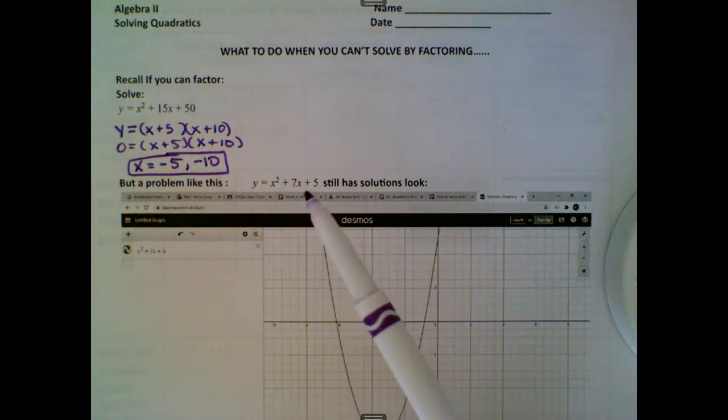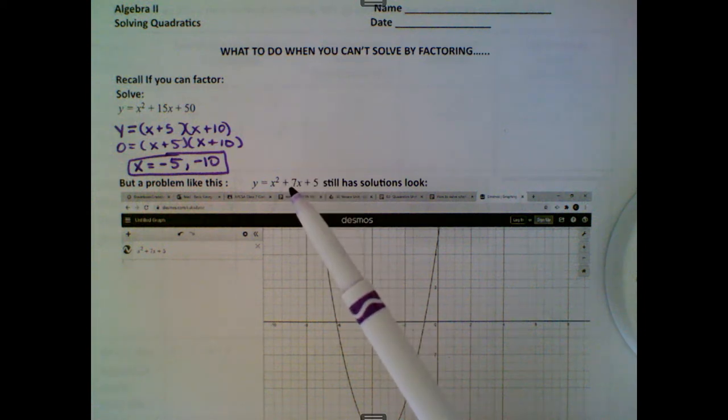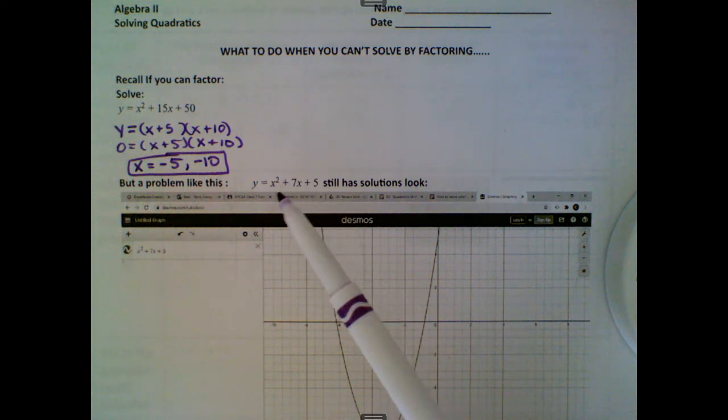But if you look at a problem like this, x squared plus 7x plus 5, I look at 5 and ask, what are the factors of 5? They're 1 and 5, and -1 and -5. None of them add up to our middle number 7. So this isn't factorable. But look, it's still a solution.